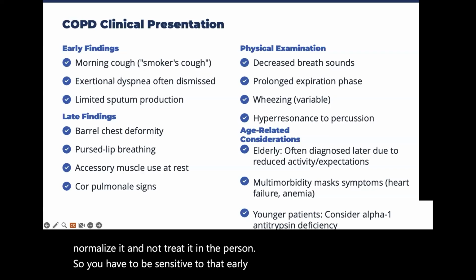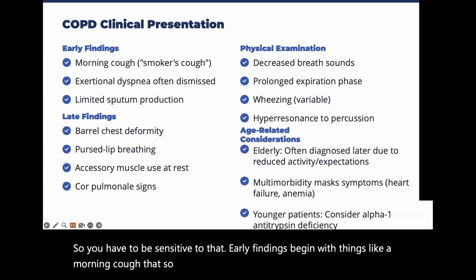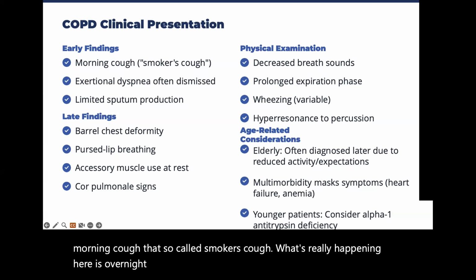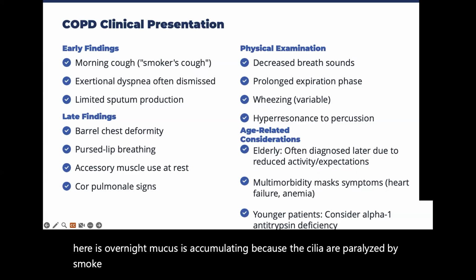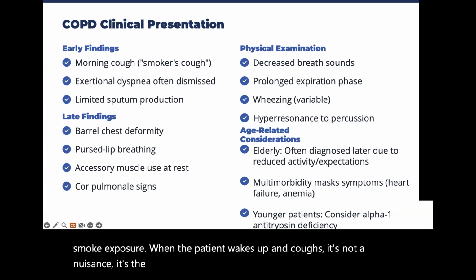Early findings begin with things like a morning cough, that so-called smoker's cough. What's really happening here is overnight mucus is accumulating because the cilia are paralyzed by smoke exposure. When the patient wakes up and coughs, it's not a nuisance, it's the only functioning clearance mechanism left for them.